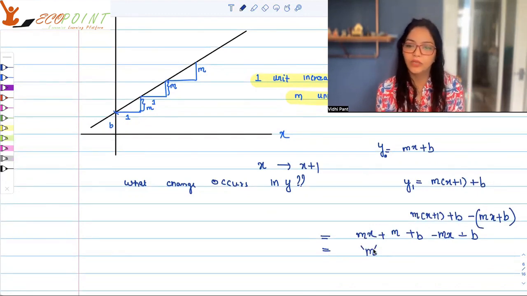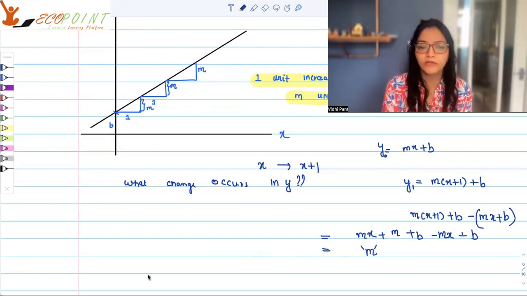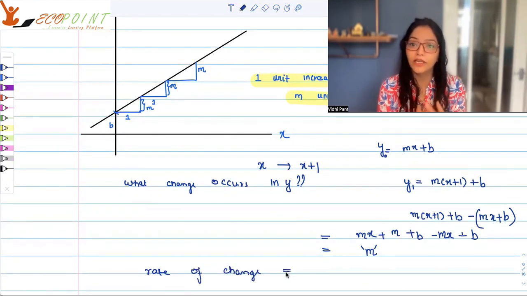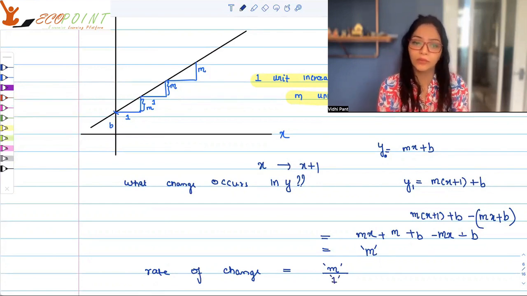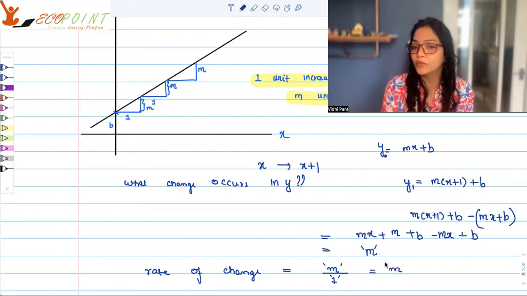So what do we get to know here? We get to know that there is a change of m amount in y for a unit change in x. And when you look at the rate of change, it's a ratio of the change that occurs in y upon the change that occurs in x. When we say rate of change, that means change in y with respect to the change in x. Again, that turns out to be m.